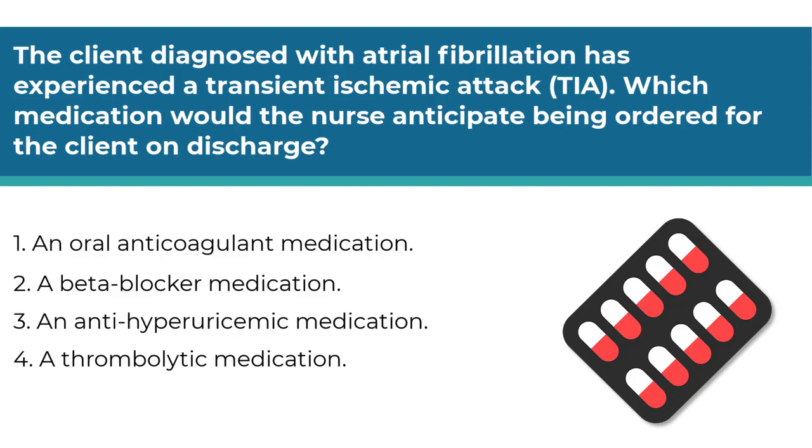This is an analysis question in the planning phase of the nursing process. The key in this question is there are two disease processes mentioned, atrial fibrillation and TIA. To find the correct answer, you must determine how one affects the other. Read through the answers and pick the medication that best fits the scenario.